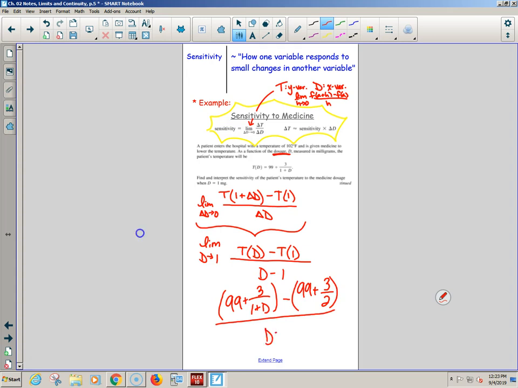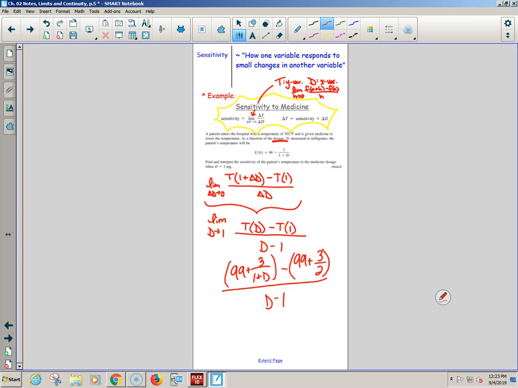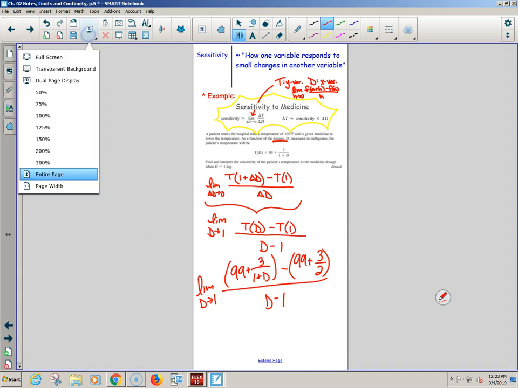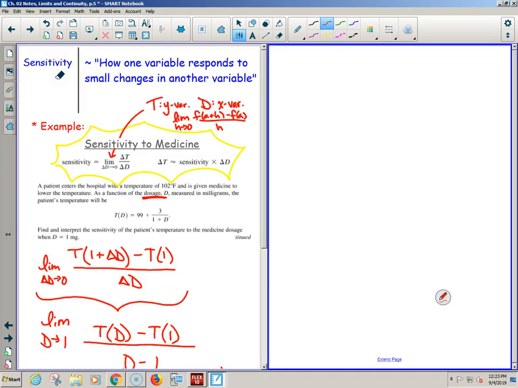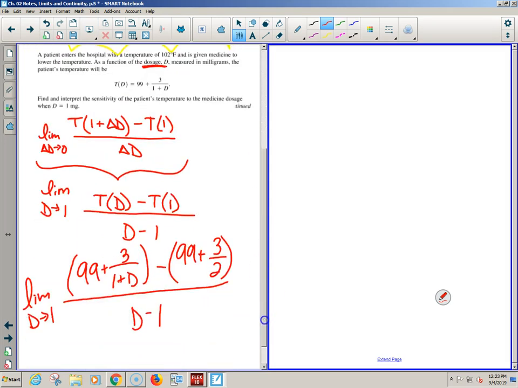d minus 1. You're welcome, some of you guys that realize under summer review quiz that you're really bad at complex fractions because we have one you need to simplify. If we're doing this without a derivative. So how do we simplify this big old complex fraction?